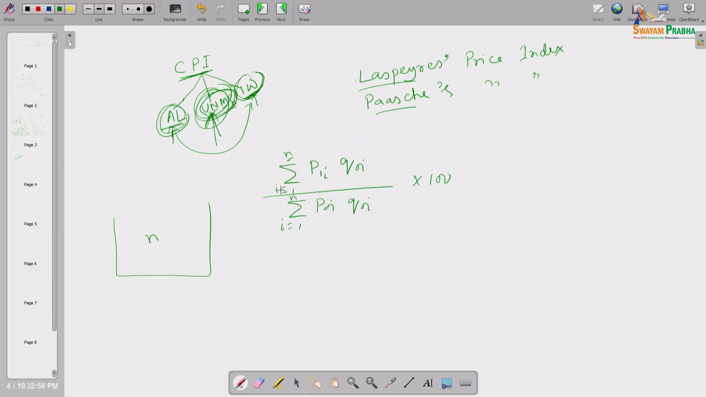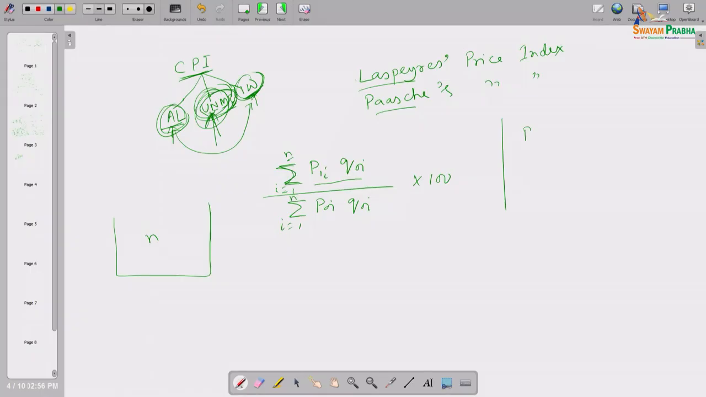When i equals 1, say rice, when i equals 2, maybe bread, when i equals 3, maybe milk, when i equals 4, maybe petrol, when i equals 5, say cloth, like that. This sigma notation, being engineering students, I am sure you are all familiar with. It's basically a sum. P1 is the current period and P0 is the base period. Exactly the same way, Q1 is the quantity of the current period, Q0 is the quantity of the base period.